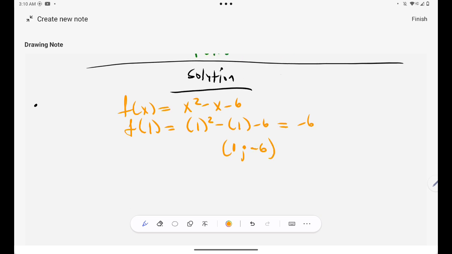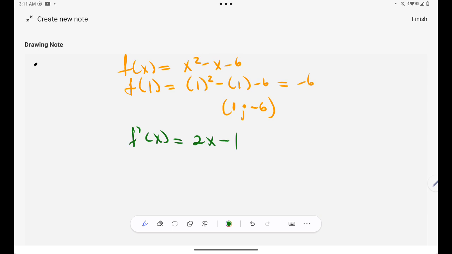All I'm left with is to find the gradient. How can I find the gradient? Please note, guys, the derivative of a curve at a specific x value is equal to the gradient of a tangent at that x value. So this simply means that my f prime of x is 2x minus 1. Are you together? So I can find the gradient of a tangent when x is equal to 1.